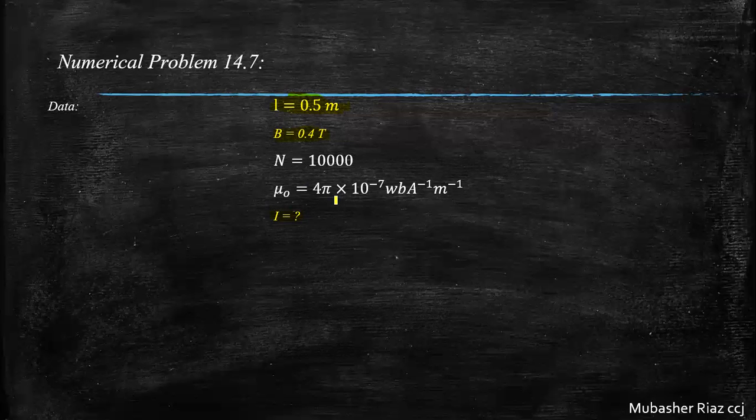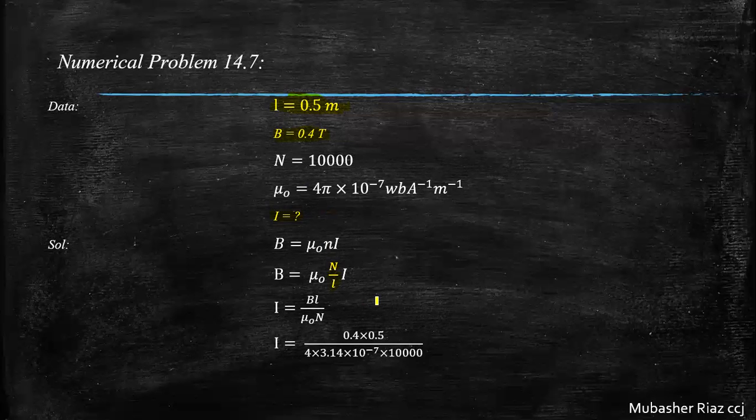Again by using the same mathematical form B is equal to μ0 n I, where n can be replaced by number of turns per unit length, here I becomes equal to BL over μ0 N. By putting their values, the amount of current required for this purpose is equal to 16 ampere. Sorry, there should be current I. This is a mistake. There should be current I, and it should be equal to 16 ampere.